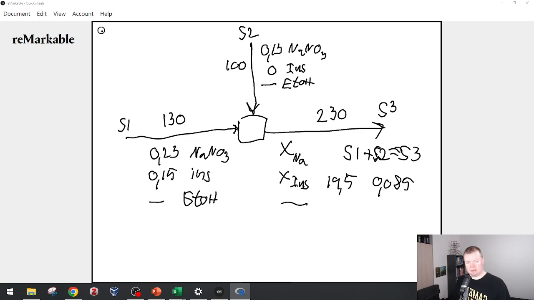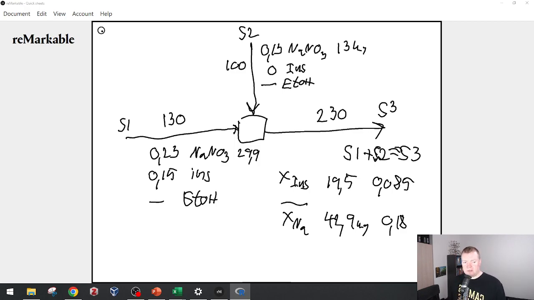I can do the same for sodium nitrate. 23% from this stream, so 0.23 times 130. So I have 29.9 kilograms entering in that stream. In the other stream, that must be 13 kilograms. So in total, I'll have 42.9 kilograms. And again, 42.9 kilograms divided by 230 gives us 18%. Okay? So that's how you would solve that mass balance by hand.